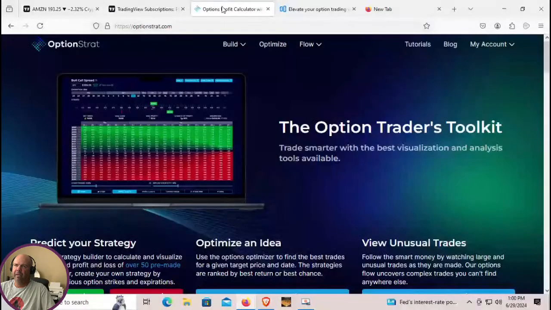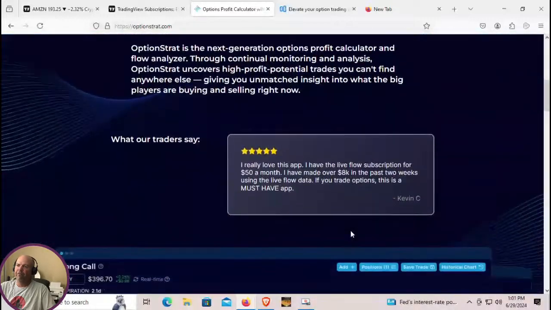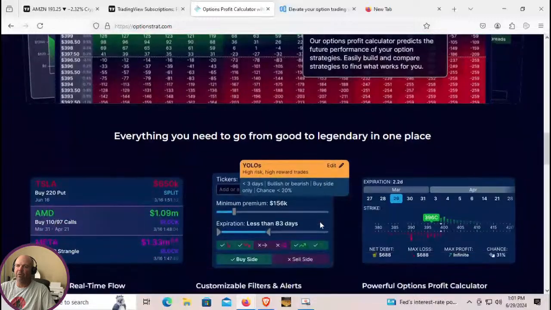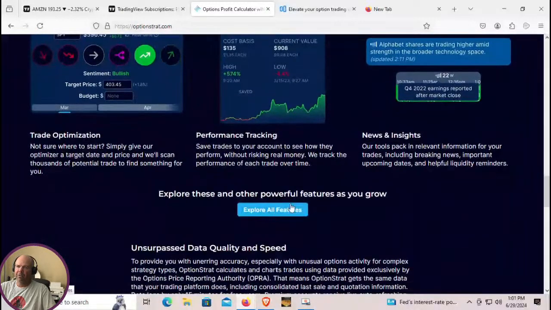Then I have a friend of mine, and we work together, sending each other everything that I've been doing. This is called OptionStrat. On OptionStrat, you can do all the formulated plays. They have the tips, they have the YOLO. You can do trade optimization and all that. It's kind of cool to see.